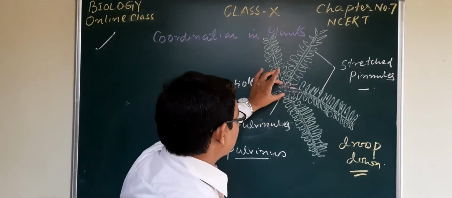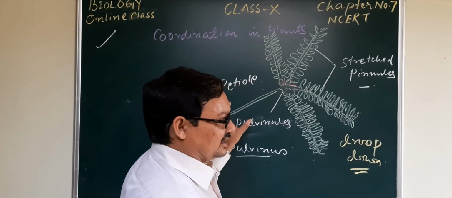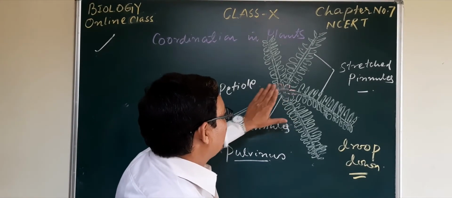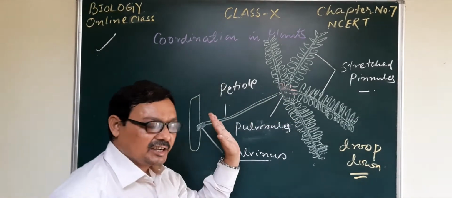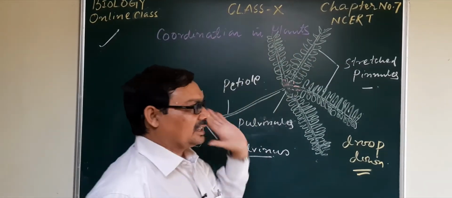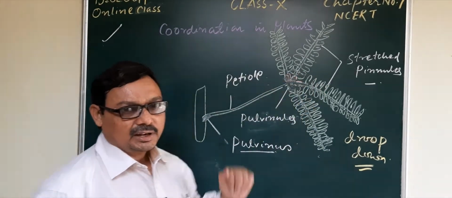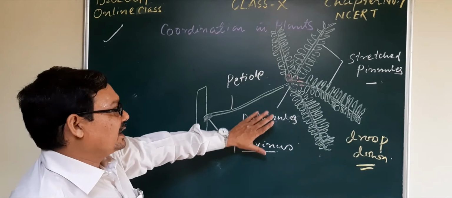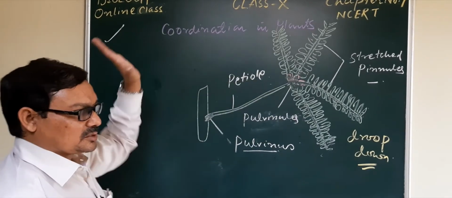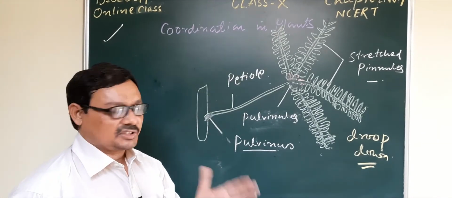In this pulvinus there is a variation of the turgidity. That means maybe the water loss or maybe the water gain. Understand? Depending upon the water loss and gain, there will be responses in the form of drooping down of the leaflet. So this is the way how in a sensitive plant responses occur due to the stimulus. This is the first case.